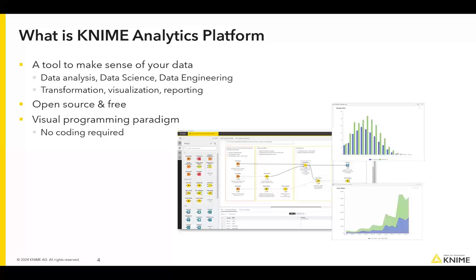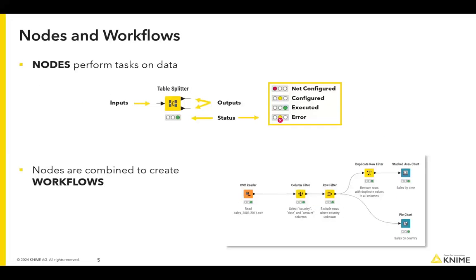KNIME Analytics Platform is a low-code, free and open source tool to analyze your data, and also build applications in data engineering or data science. You can transform your data, visualize your data, move your data from A to B, build machine learning models. Basically anything you need to do with your data, you can do in this tool. And what does low code mean? The tool is using the visual programming paradigm. This means that you build your projects in so-called workflows.